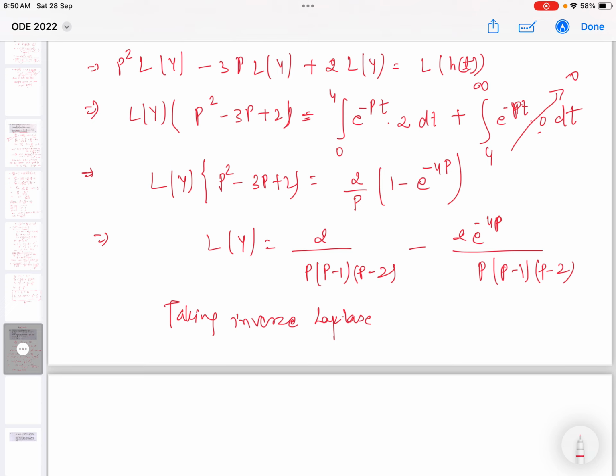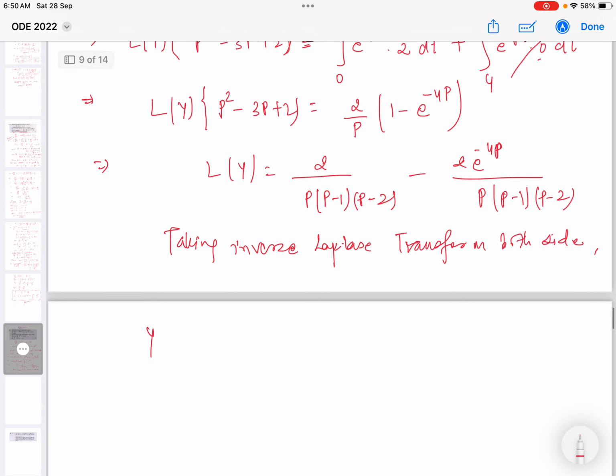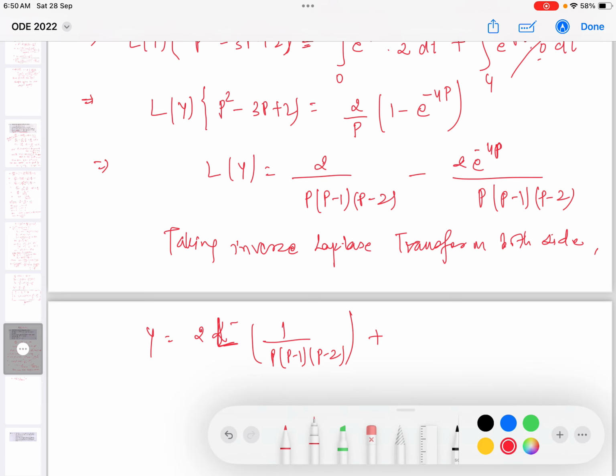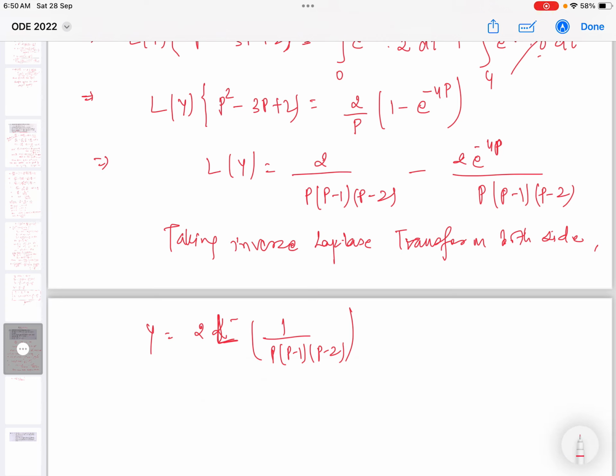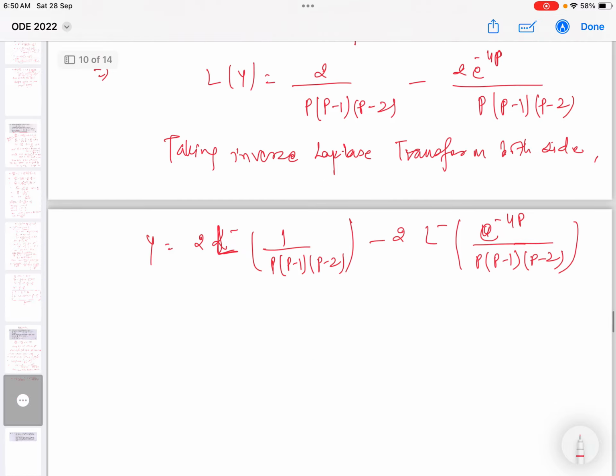Laplace transform both sides. So it will become y equals 2 L inverse of 1 by p p minus 1 p minus 2, sorry, then will come minus 2 Laplace inverse of e to the power minus 4p upon p p minus 1 p minus 2. Fine. So we factorize it.